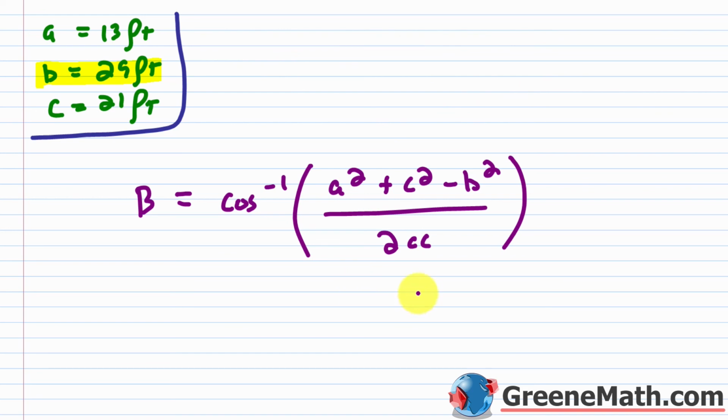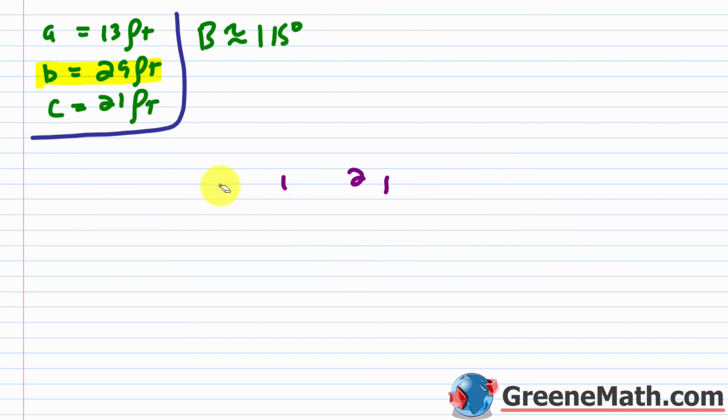All right, so let's plug in. For A, we have 13 feet. So we have, let me change colors here. We have 13 feet. I'm just going to put 13. Forget about the units. So for C, I'm going to put 21. And then for B, I'm going to put 29. So let's put 29 there. And then 2 times A times C. So A is 13. And C is going to be 21. Okay, so let's punch this into the calculator, and I get about 115 degrees. So B is approximately 115 degrees, okay? Let's erase this. And again, I've got my obtuse angle, okay? So once I have my obtuse angle, the other ones are going to be acute for sure, okay?